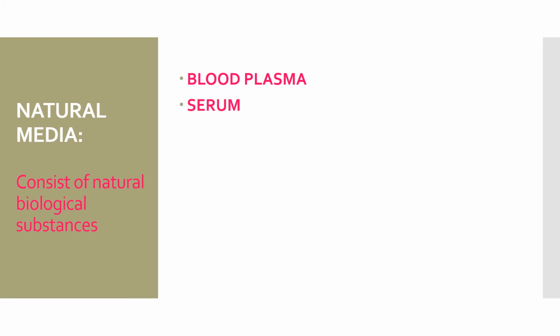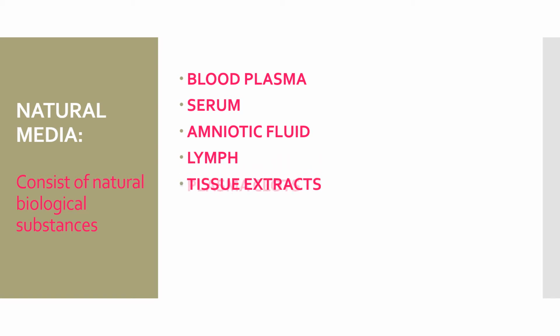Blood serum. Blood serum, which is plasma minus the fibrinogen, is the most commonly used biological fluid in the culture medium and is obtained from human adult blood, placental cord blood, horse blood, or calf blood. Besides serum, other biological fluids used as natural media are amniotic fluid, the lymph, tissue extracts, plasma clots, and insect hemolymph.